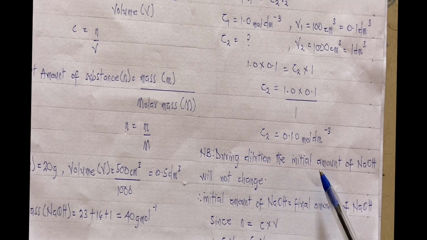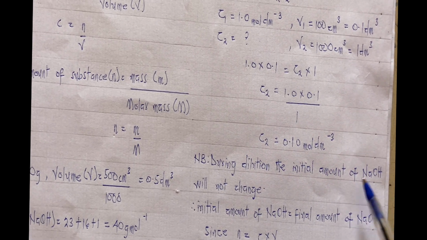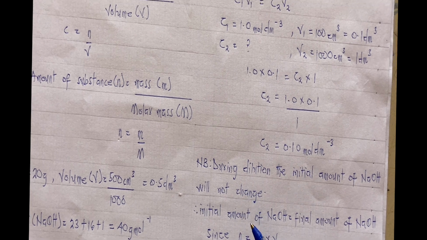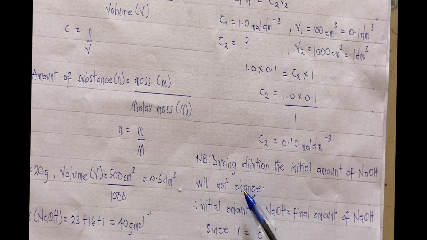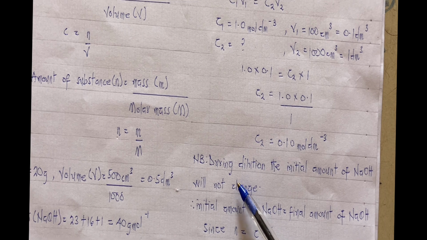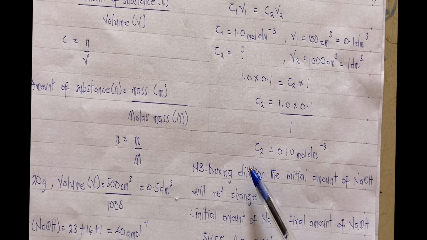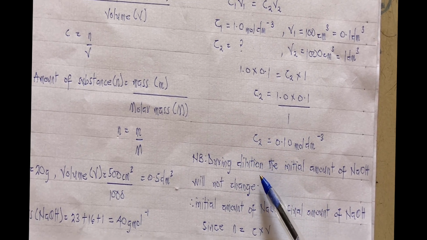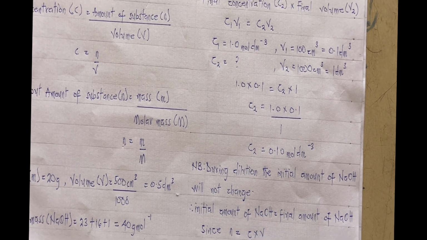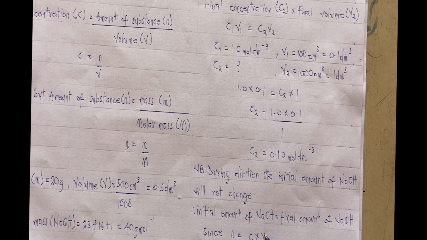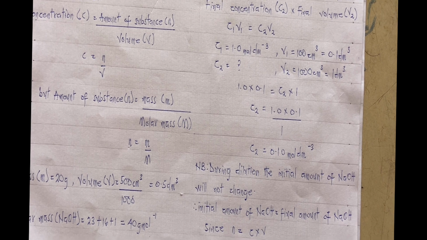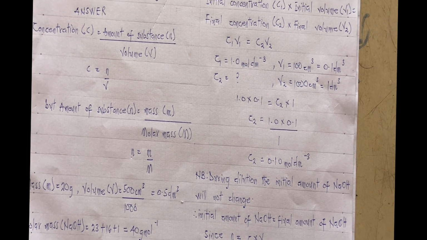Now, there is some information here which you can add to what we studied. During dilution, the initial amount of NaOH will not change. Therefore, the amount of mole present in the initial solution will be equal to the amount of mole present in the final solution. So we have mole which is equal to C times V. So here we can see C1V1 equal to C2V2.